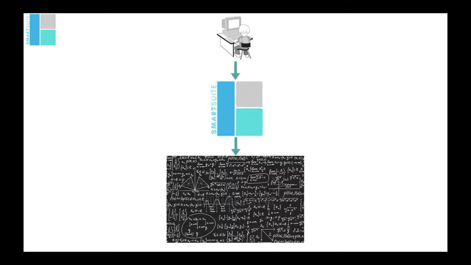SmartSuite's algorithms have been designed over our 30 plus years to gain the best results for a library searcher looking for titles, topics, genres, or all of the above.